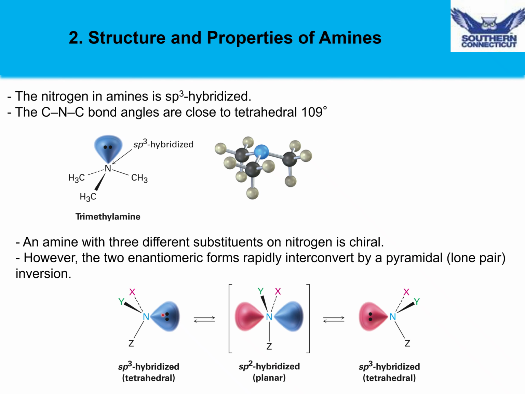These 2 enantiomers will rapidly interconvert through a lone pair inversion that goes through this intermediate that is sp2 hybridized and is planar.